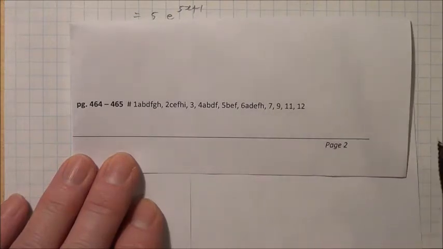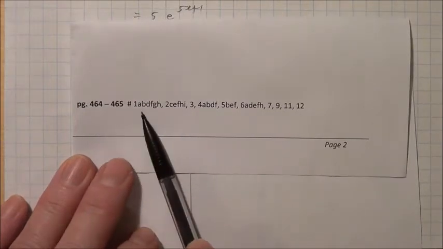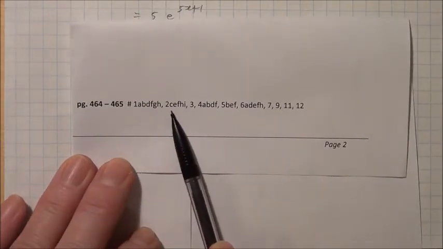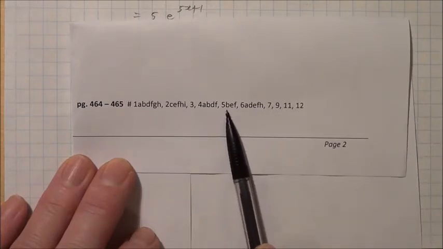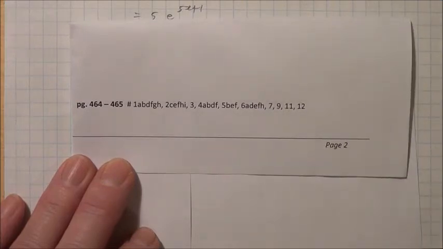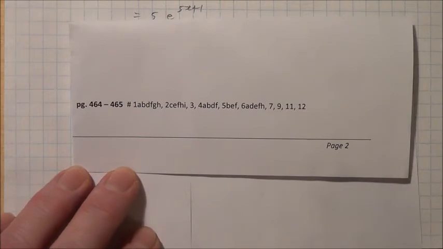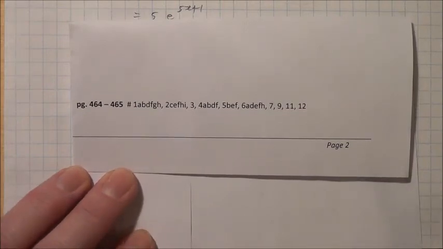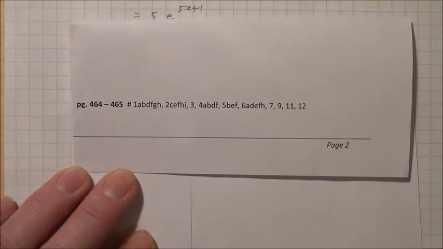So it would just be from pages 464 to 465: 1 B, D, F, G, H, 2 C, F, H, I, 3 A, B, D, F, 5 B, F, 6 F, 7, 9, 11, and 12. Okay, so those will be the questions I'll be asking you to practice on tomorrow in class. And in the meantime, check out the examples in the textbook and just glance at those briefly.